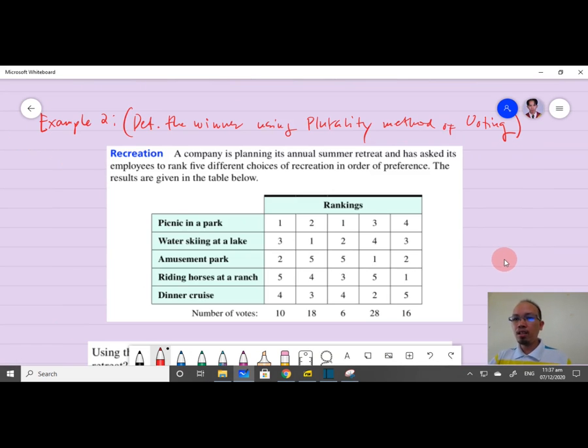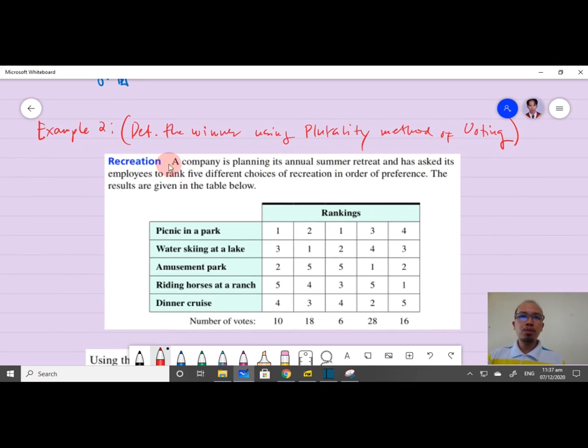Okay, this is the plurality example. Example number 2, the same method of voting. A company is planning its annual summer retreat and has asked its employees to rank 5 different choices of recreation in order of preference. So this is our preference table. The results are given in the table below.